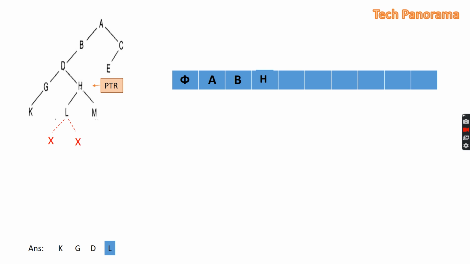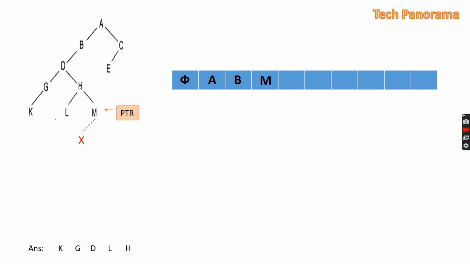As it has no right element, now we will again pop the element from the stack, that is your H, and assign PTR equal to H. Now we will first process the H, now check its right. As it has the right element M, the M will be pushed to the stack.